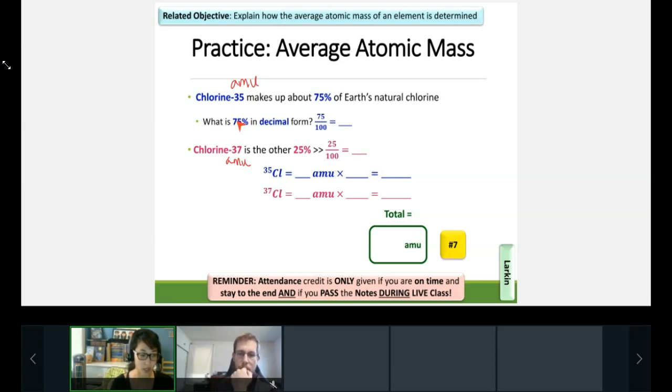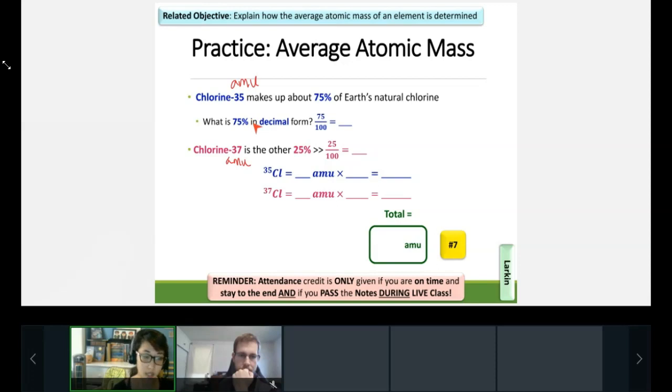That's often what we do with averages, but in this case, this is what we call a weighted average, which means you need to average it so that the thing that occurs more gets a little bit more of the average. So let's take a look at what I'm talking about. Chlorine 35 occurs 75% of the time on Earth.